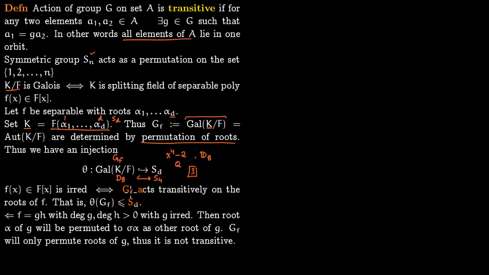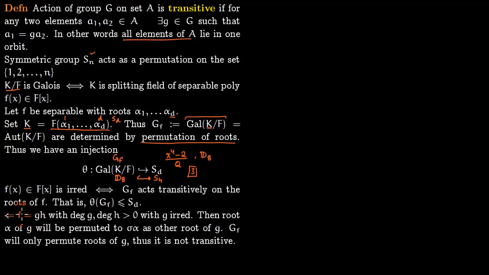This transitive action of the Galois group on the roots can determine irreducibility of a polynomial. So you have a polynomial f over F. It is irreducible if and only if its corresponding Galois group acts transitively on the roots of f, that is, it permutes all the roots of f. So this dihedral group of order 8 is a subgroup of S4, and this we saw permuted all the roots of our polynomial x^4 minus 2 which lies over the rationals. Therefore x^4 minus 2 is irreducible.